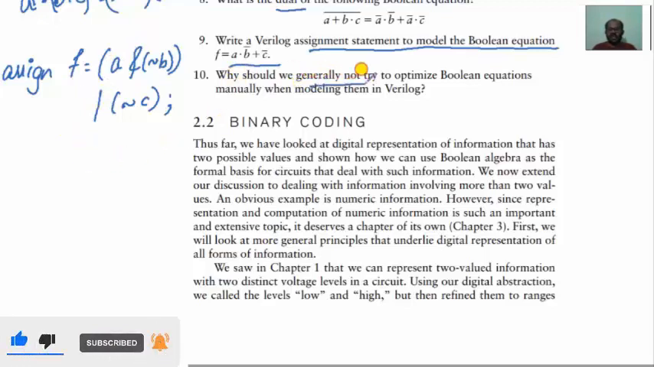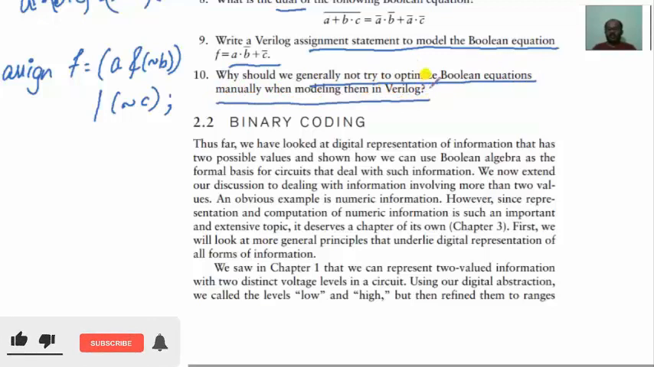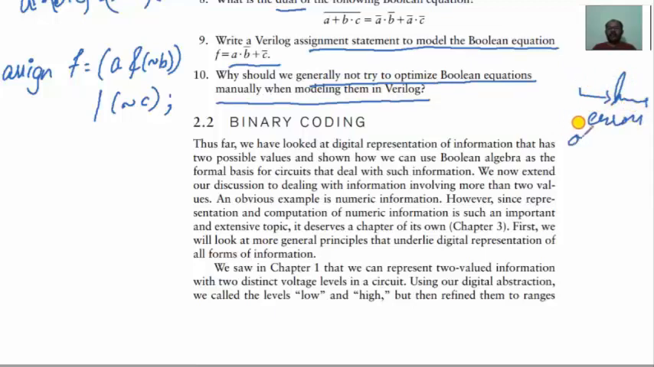Why should we generally not try to optimize Boolean equations manually when modeling them in Verilog? Because of human errors. And the main thing is that optimization is a major hurdle.